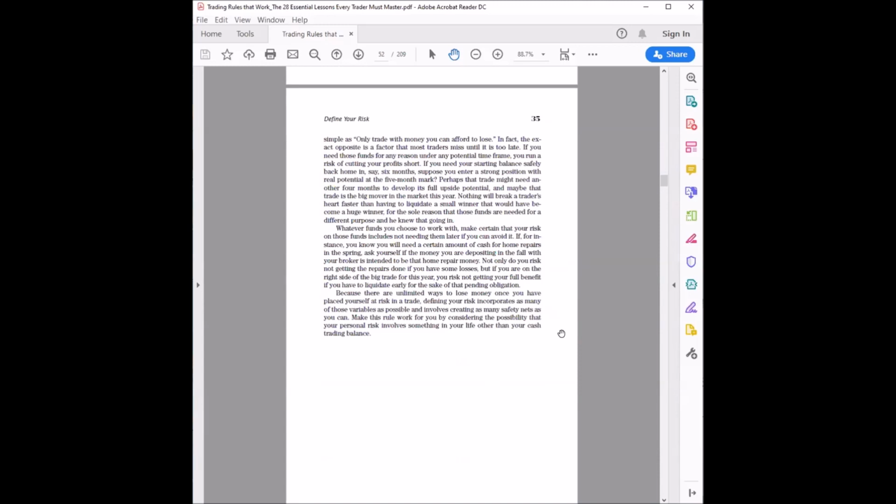He says, whatever funds you choose to work with, make certain that your risk on those funds, whatever you stand to lose of those funds, includes not needing them later if you can avoid it. If those are funds that you would be in a very bad position to lose, you should not risk them.